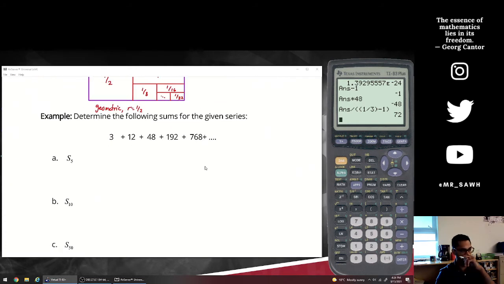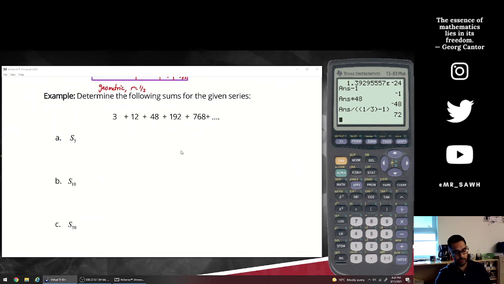But think about a sum for a series that may look like this. Think about your first term, t1, is 3. Think about your ratio. Here it's 4. 3 times 4 is 12, times 4 is 48, and so on and so on. If you were to take the sum of the first 5 terms of this series, we can do it exactly the same way as we've done.